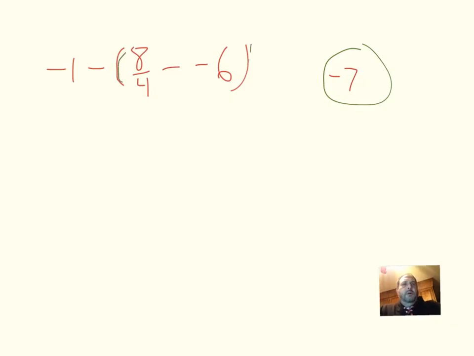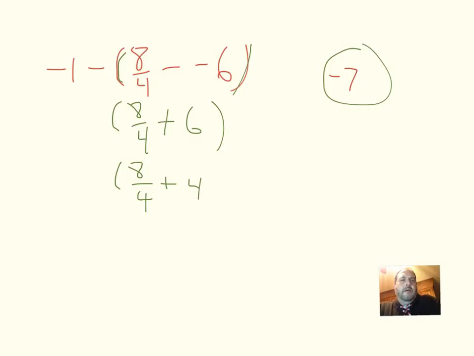The first thing we have to remember is order of operations, so we've got to do this work inside the parentheses. And I'm going to change this to the quantity of 8/4 plus 6, because minus minus turns positive. Now what I need to do is add these together, and I need a common denominator. I'm going to want that to be 4. So 6/1. How do I change that 1 into a 4? I multiply by 4. So then that means I need to multiply the 6 by 4 as well.